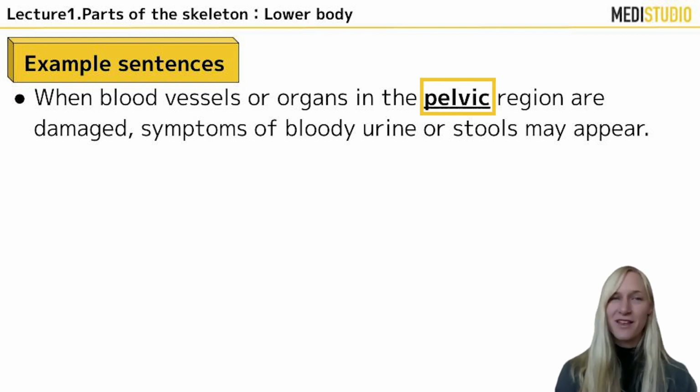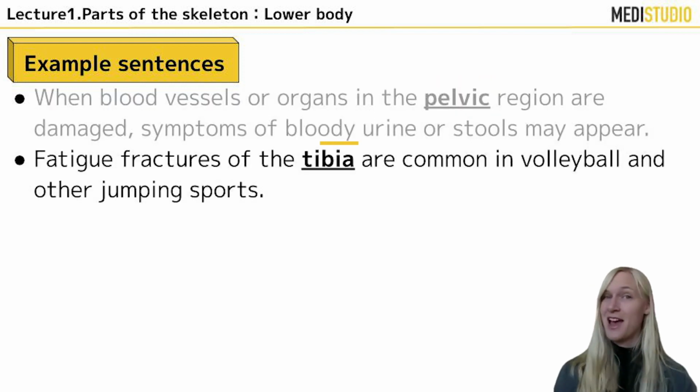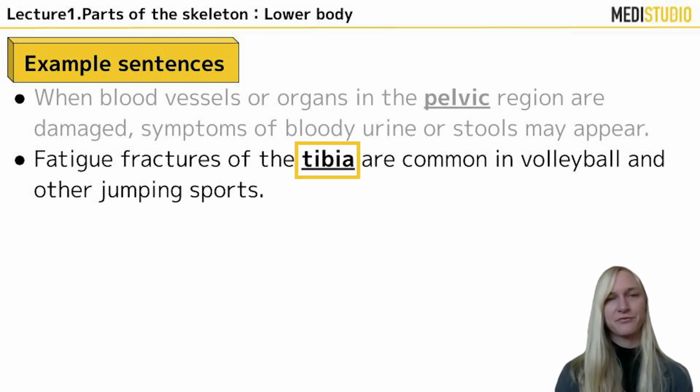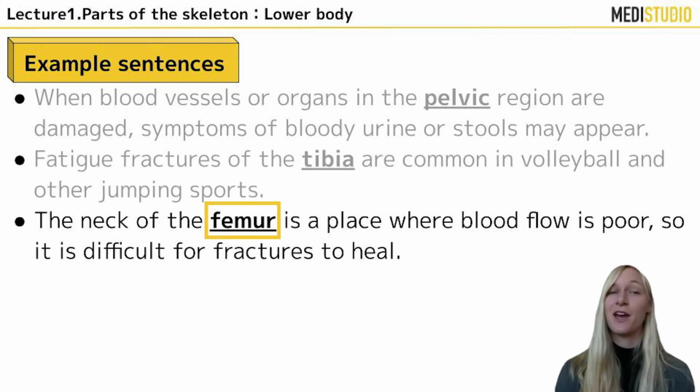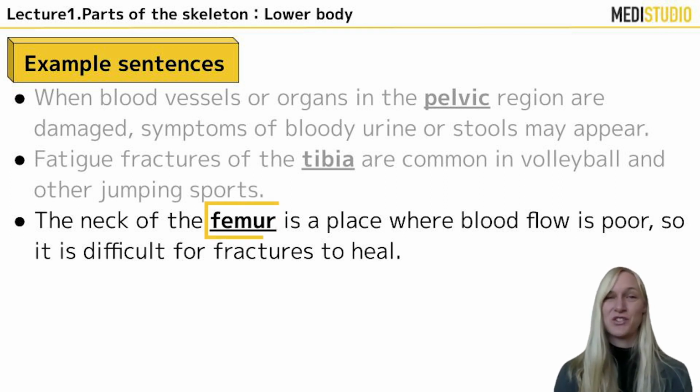When blood vessels or organs in the pelvic region are damaged, symptoms of bloody urine or stools may appear. Another example is fatigue fractures of the tibia are common in volleyball and other jumping sports. And the neck of the femur is a place where blood flow is poor, so it is difficult for fractures to heal.